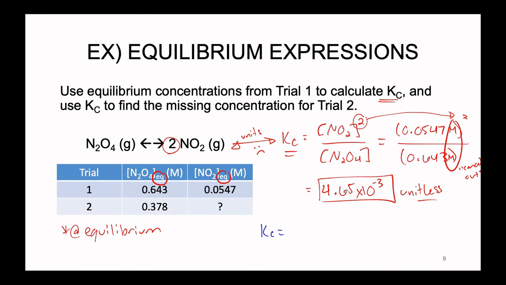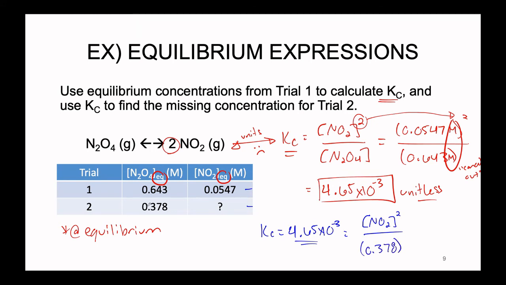Okay, so we've just found that the Kc for this given reaction at a constant temperature is going to be 4.65 times 10 to the negative 3. This is going to be true no matter what trial we are working with. So long as the temperature is the same, this Kc is going to be the same. Meaning that the ratio here of products to reactants, again, so long as we are at equilibrium, will be true no matter what the concentration of our product to reactant is going to be.